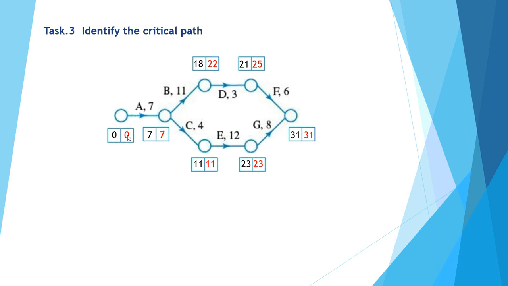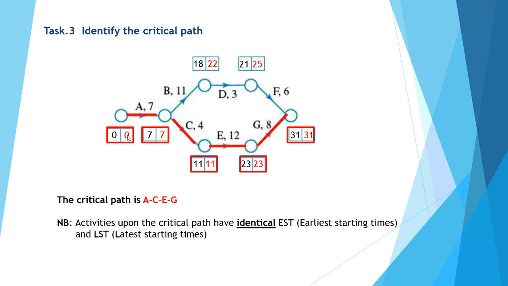Now that we have this information, we can try and identify the critical path. As you can see, the critical path is A, C, E and G. And the giveaway here is that the earliest starting time and the latest starting time is the same for A, for C, for E, for G, and of course completion, 31 and 31.